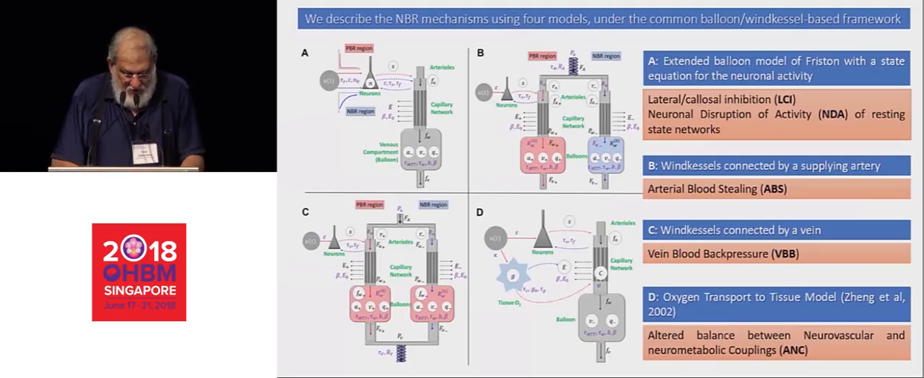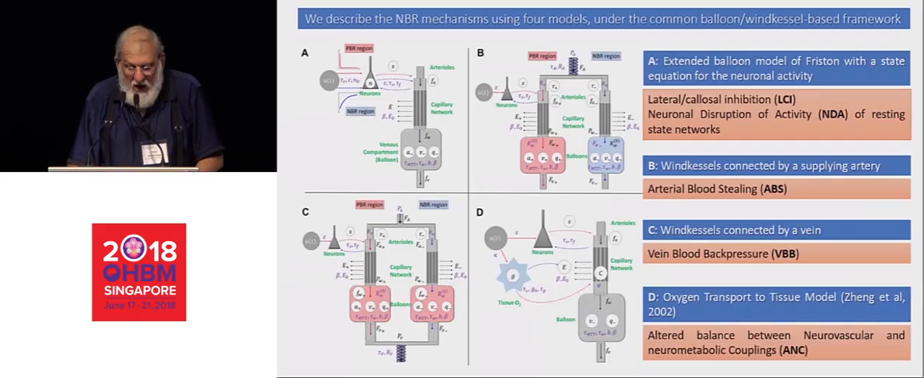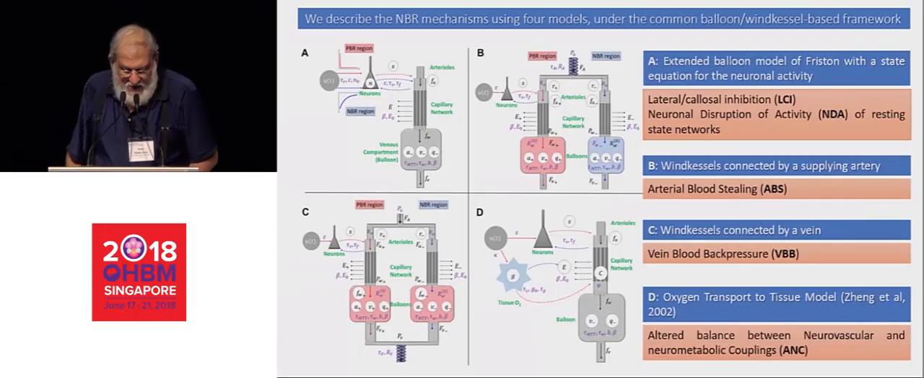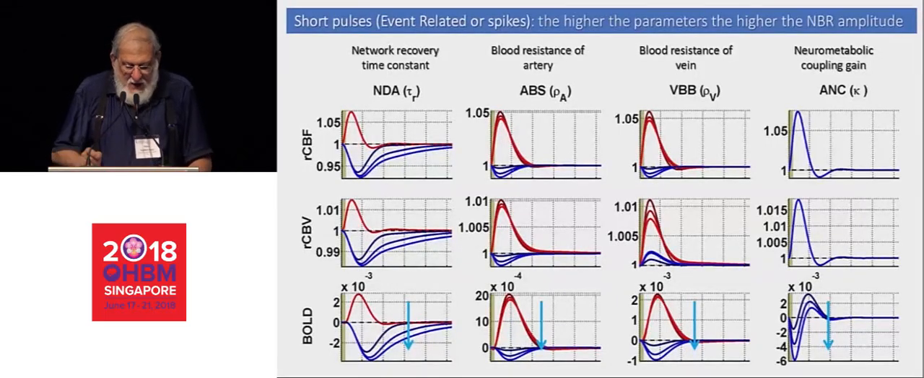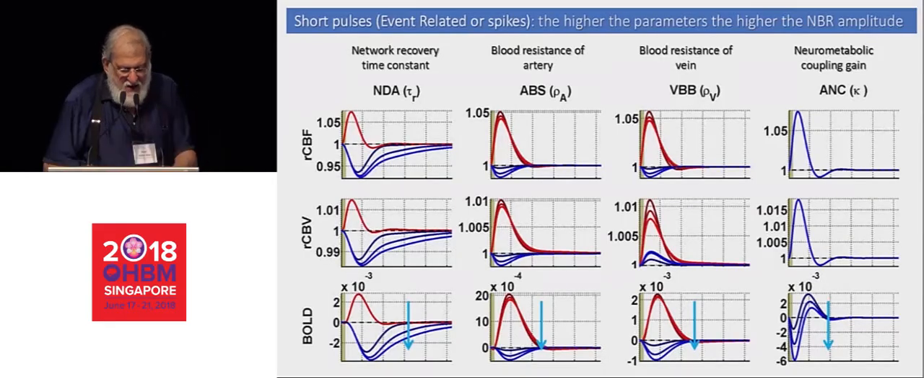Additionally, and with the term that was introduced by Bandettini, there is the possibility of venous blood back pressure. Finally, there's a possible dysregulation of balance between neurovascular and neurometabolic coupling. Okay, we have these 4 mechanisms. We have the set of differential equations that characterize each of them. We can then actually look at the dependence of these possible mechanisms of the BOLD response and changes that are associated between the mechanisms and certain parameters of the whole model.